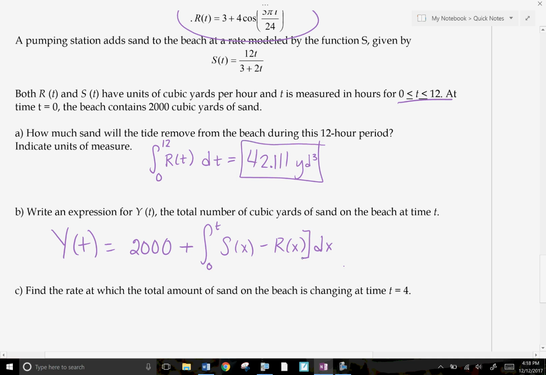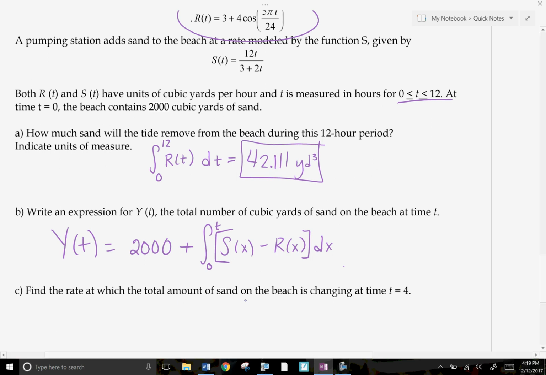Okay, so let me rewind. Y of t equals the 2,000 yards of sand I already had plus the integral of the sand I'm adding minus the integral of the sand I'm removing. Because the integral of the rate will give me the net change in sand. So 2,000 plus that will give me the total amount of sand on the beach.